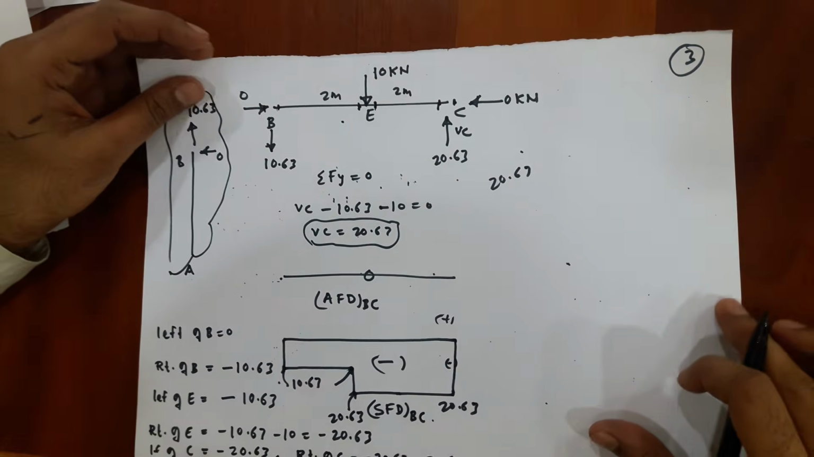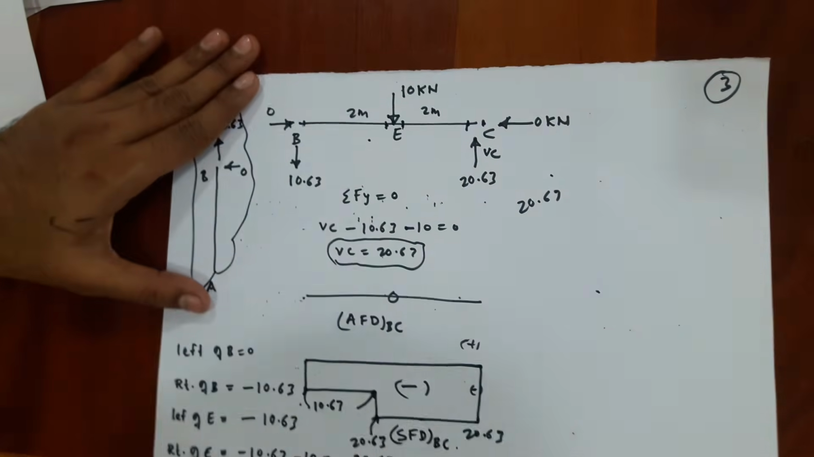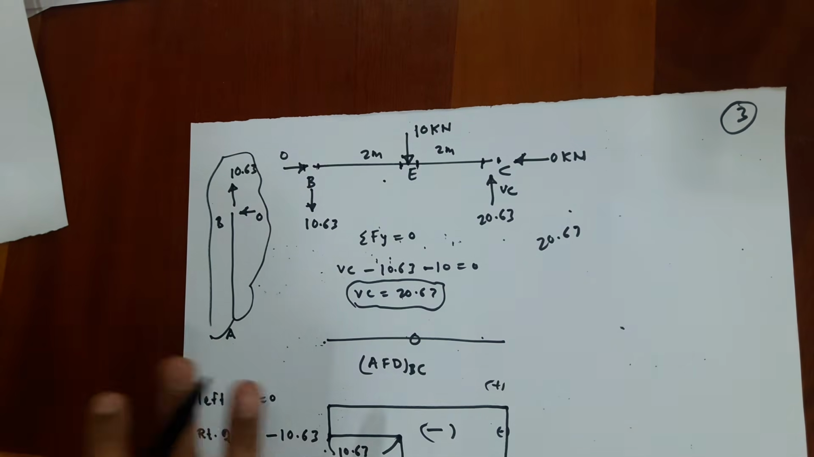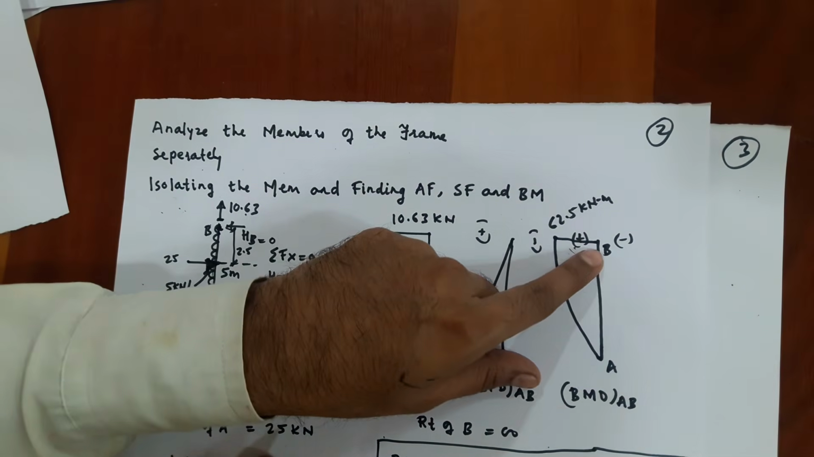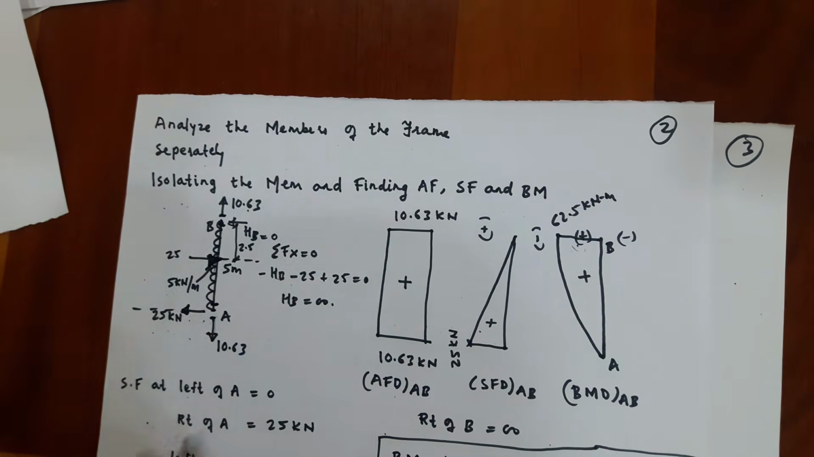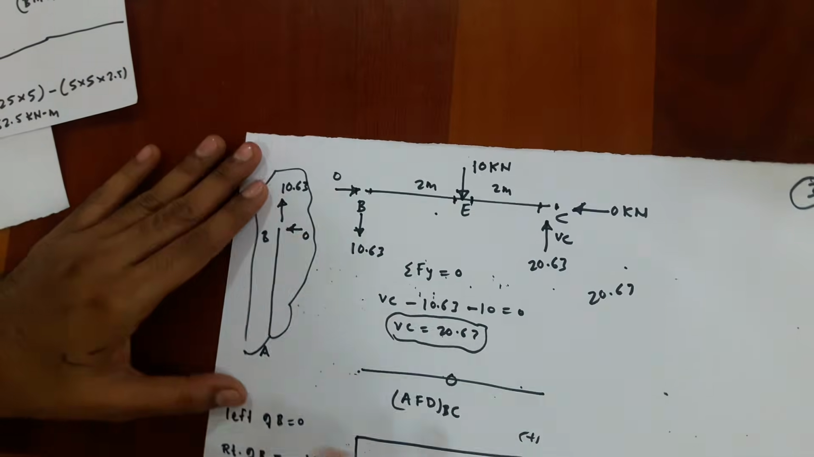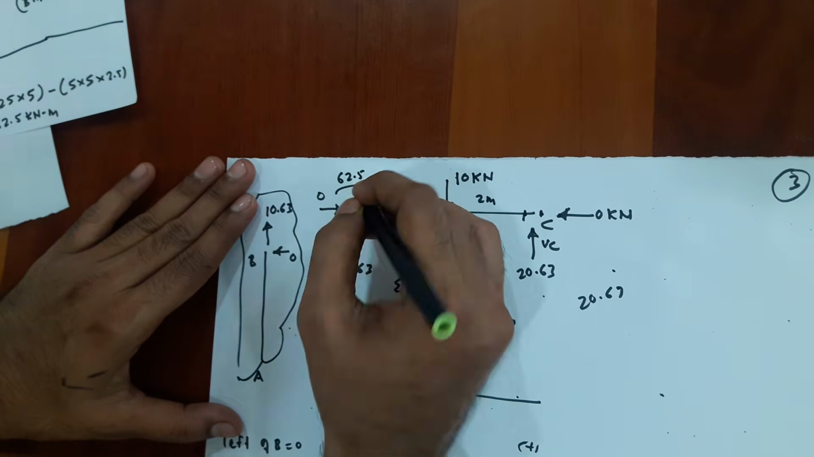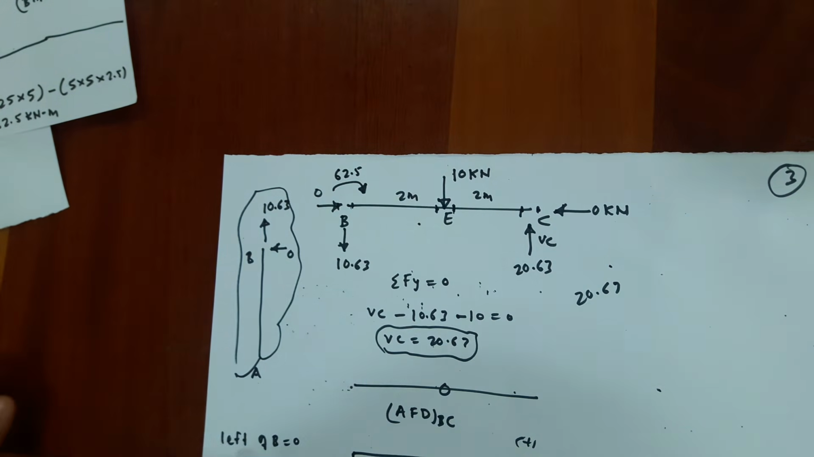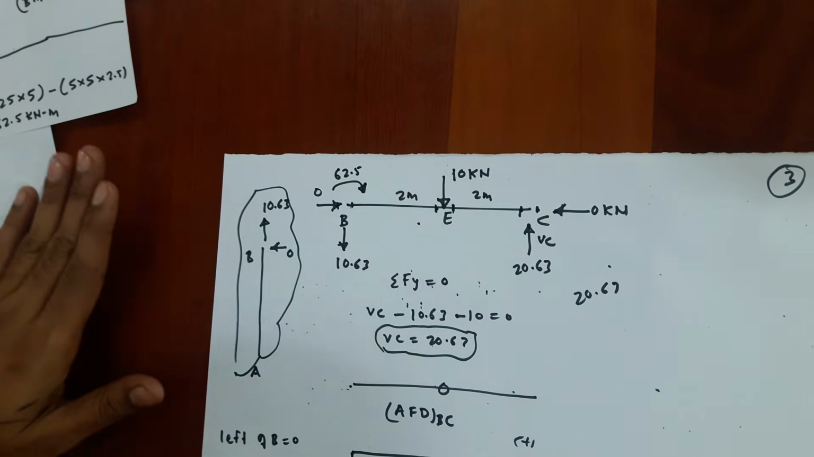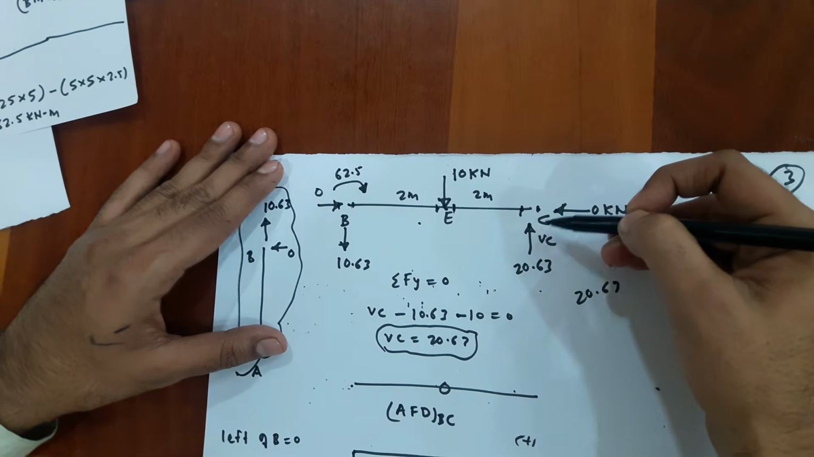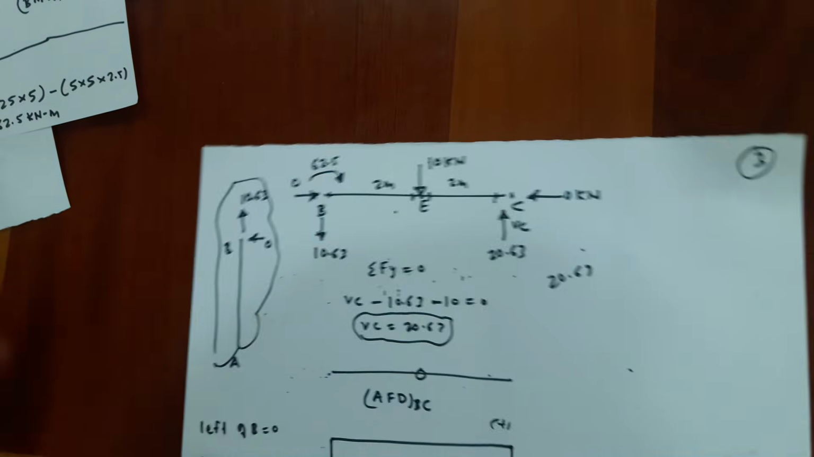Okay, now we have to go for the bending moment diagram of member BC. We have calculated the bending moment about point B. We got 62.5, which is positive. So that means we can show bending moment at point B as positive bending moment, indicating a clockwise direction. Now we have to find bending moment at point E and bending moment at point C. Then we can draw the bending moment diagram for member BC.